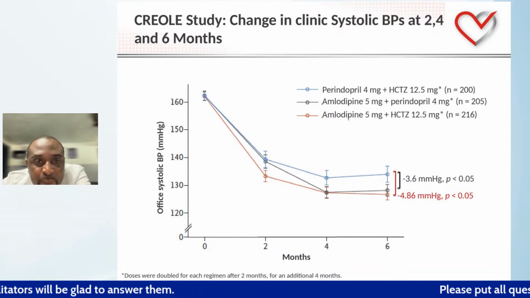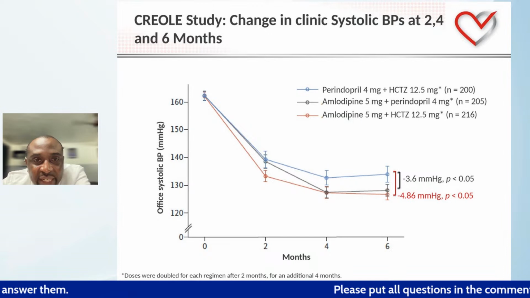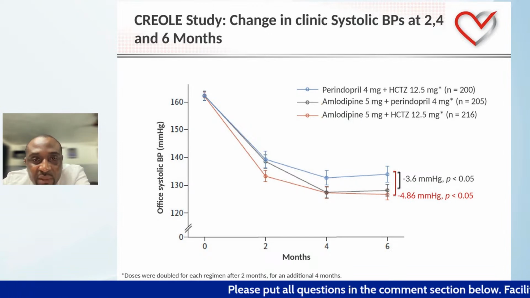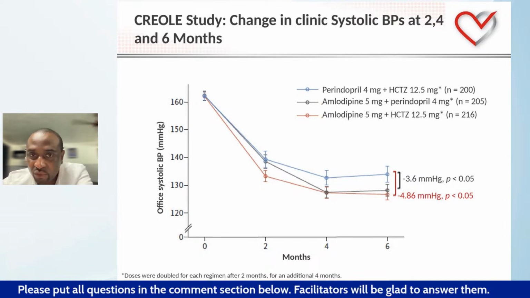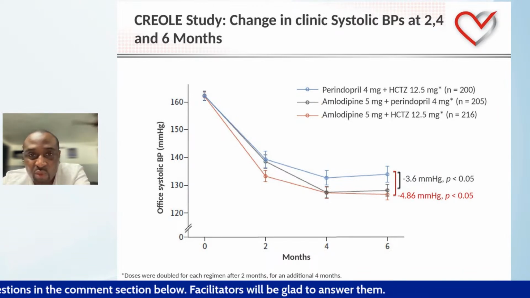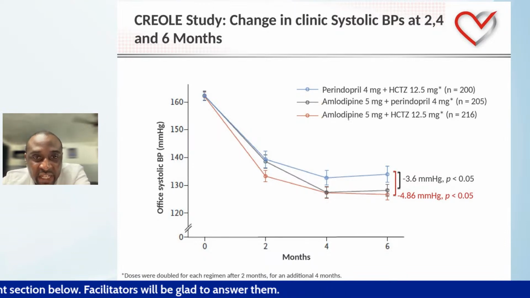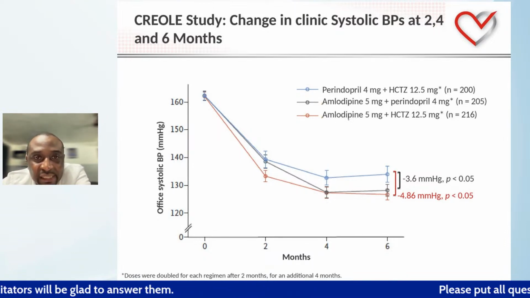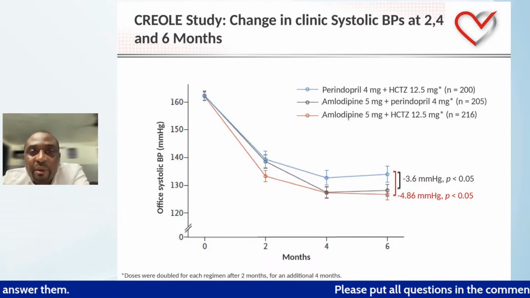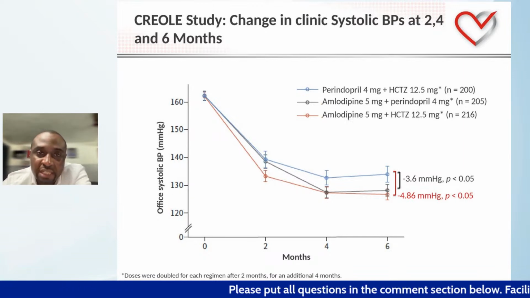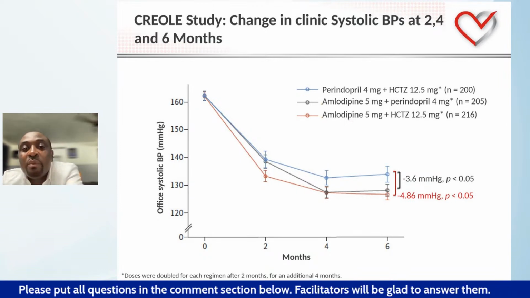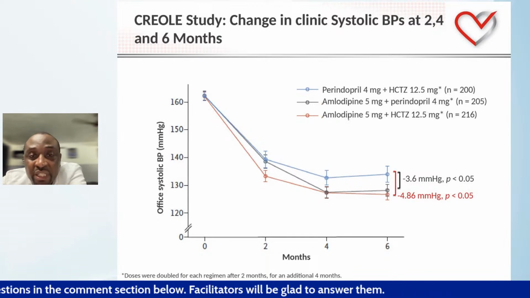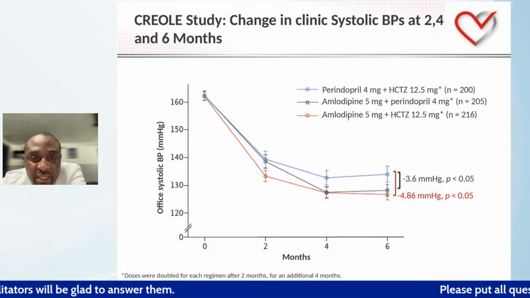You can tell that all the drugs that contain amlodipine 5 with perindopril, amlodipine 5 with hydrochlorothiazide, that is the black and the red, had a significant drop in blood pressure, as much as almost 5 millimeters of mercury. And the one that did the least reduction is the one that had an ACE inhibitor with a hydrochlorothiazide, or a diuretic, meaning that among blacks, calcium channel blockers really do a better job in reducing blood pressure, even more so when they are combined with a diuretic, as you can see on this slide.